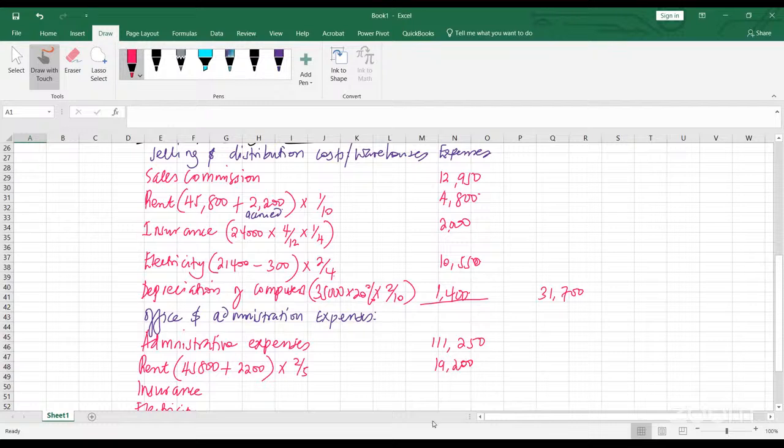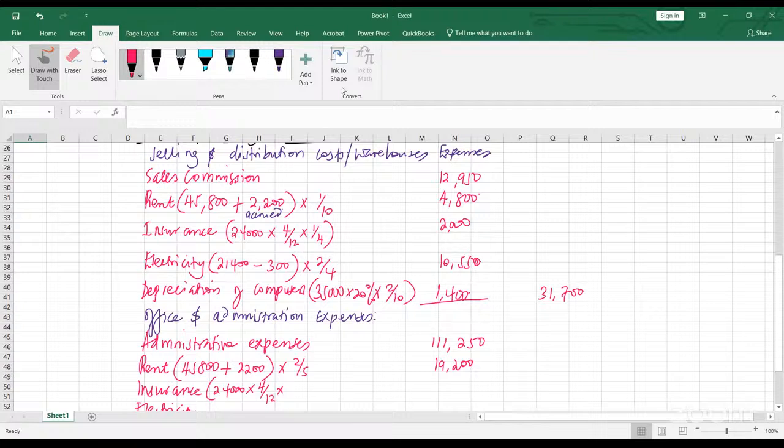Insurance, they had paid 24,000, but that was covering a full year. We saw that the insurance was incurred from 1st September, yet they are closing on 31st December. So we have to find the insurance for only the 4 months for that financial year. That is 4 over 12, then times the fraction that goes to office and admin. How much is that fraction?